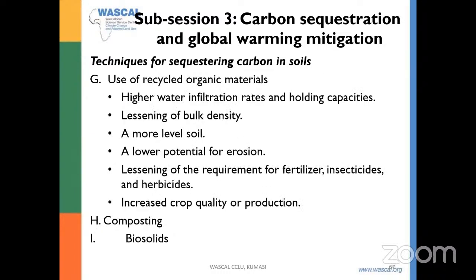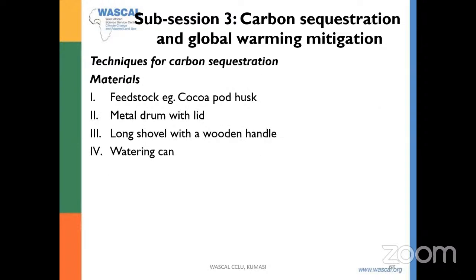And we can also use recycled organic materials and composting. We adopt composting and biosolids. Composting and biosolids also help to sequester carbon in the soil.